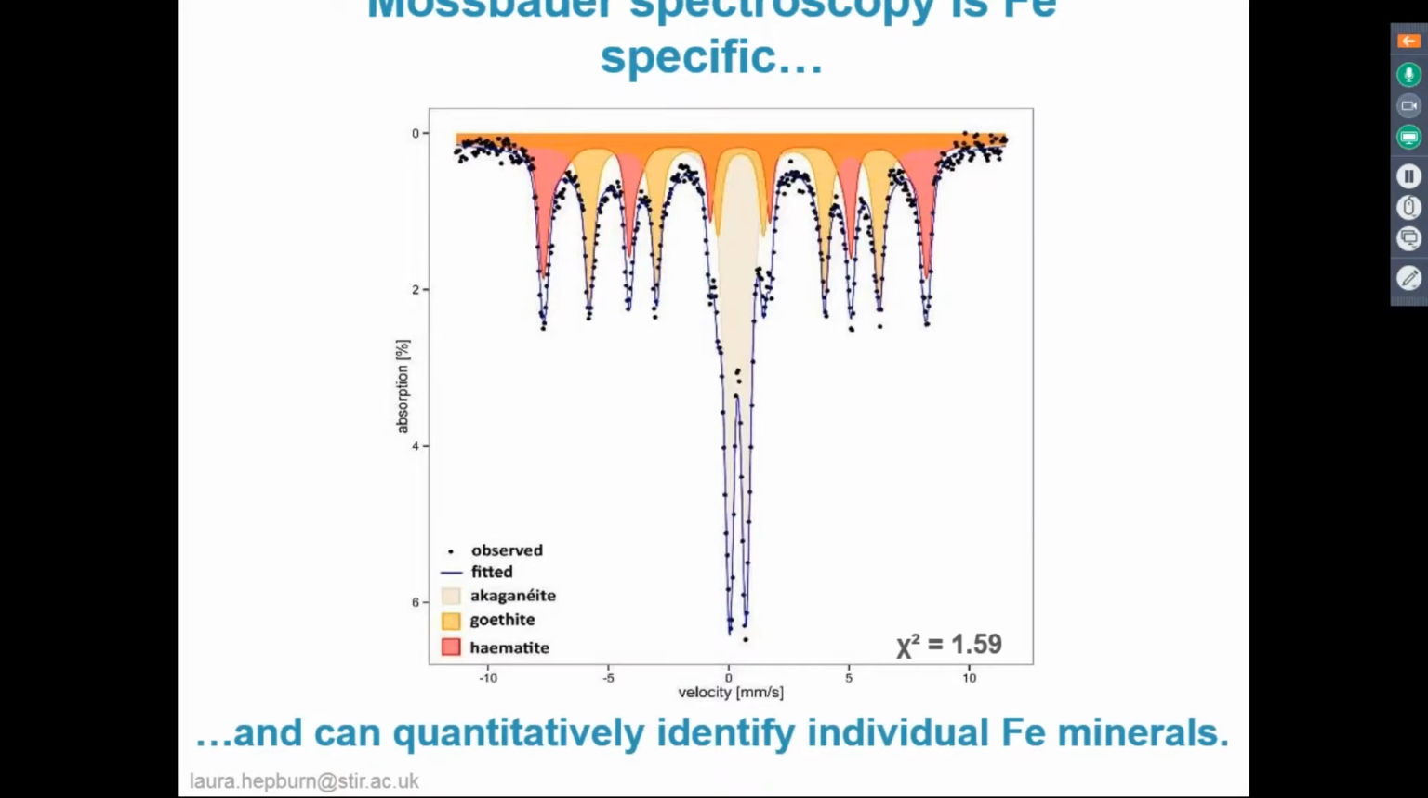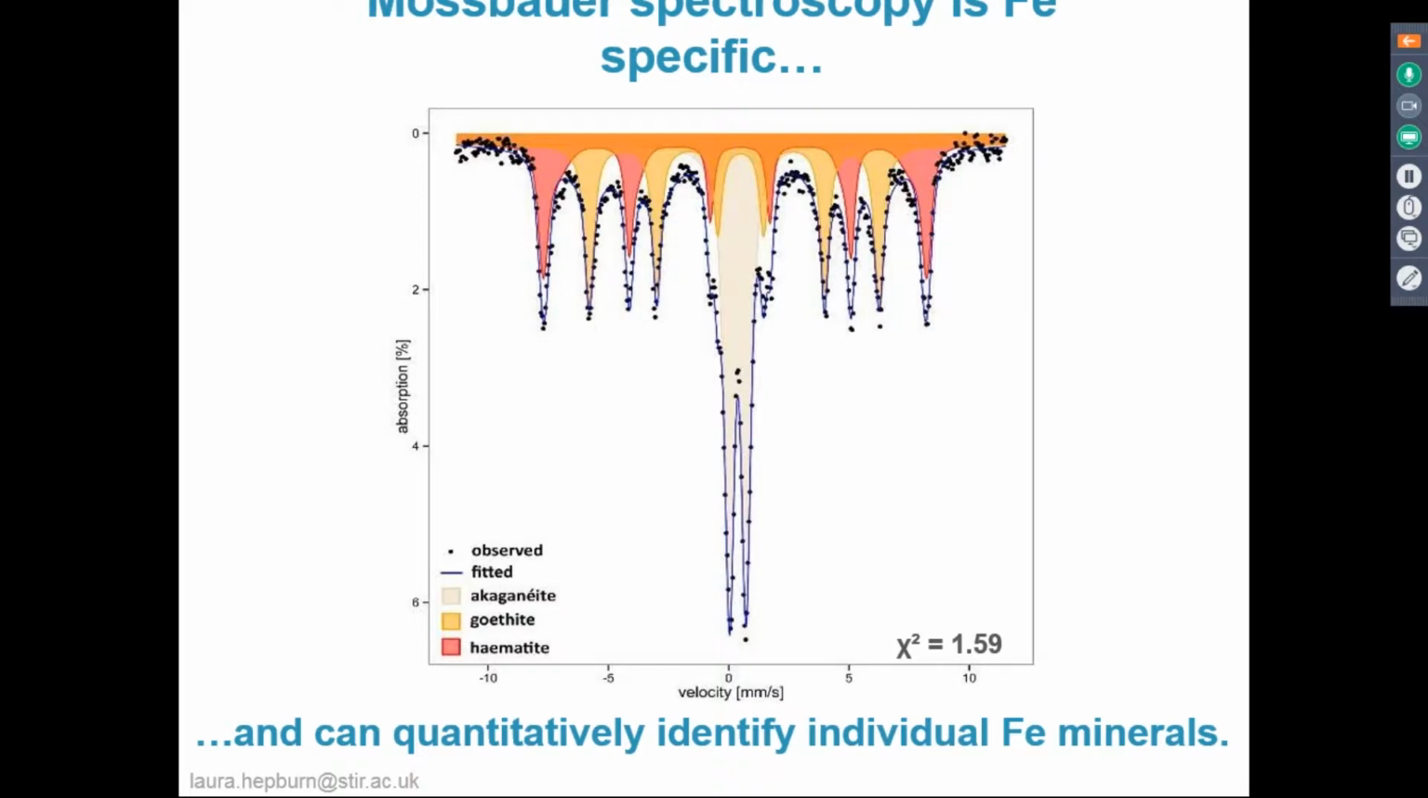This is where Mössbauer comes in. The advantage of Mössbauer is that it is iron specific. The disadvantage of Mössbauer is that it is iron specific. So unlike ICP technologies where we can analyze a range of different elements, Mössbauer is specific to iron. But like I said, this gives it one main advantage because it has the ability, unlike the sequential extractions, to quantitatively characterize these individual iron mineral phases.